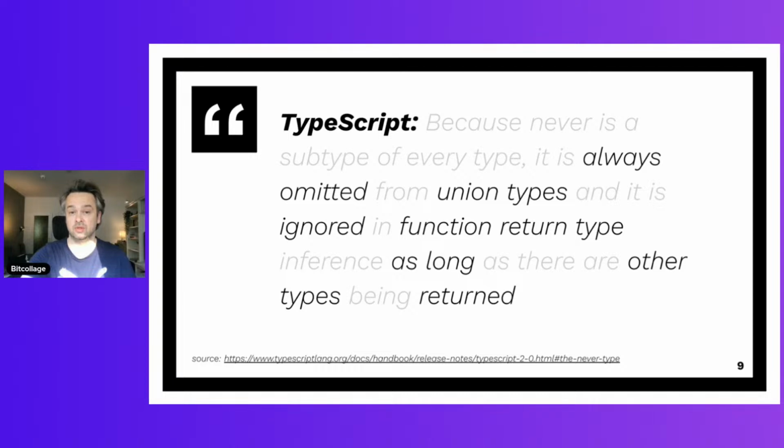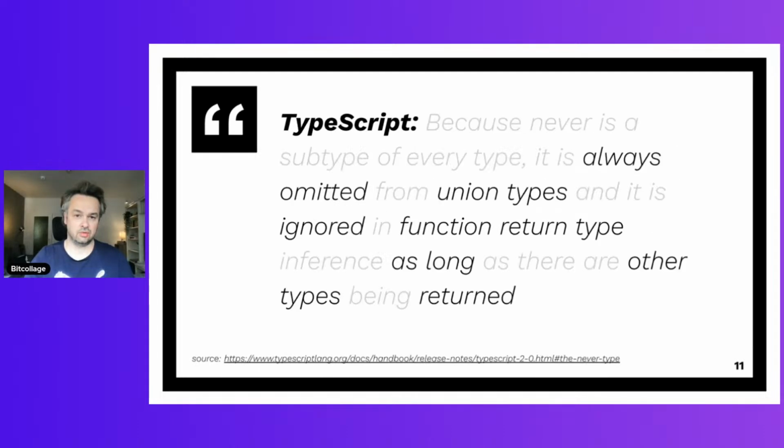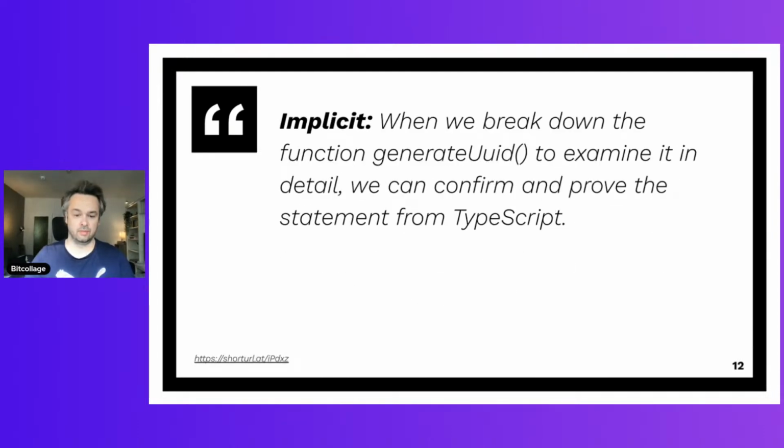It's always omitted from union types, which means when you have a never in your union types, it will be ignored. And it will be ignored in function return types as long as something else is returned. So let's look into our first example.